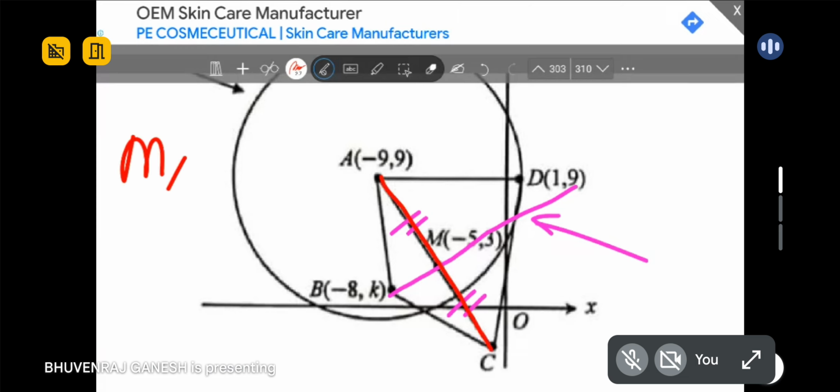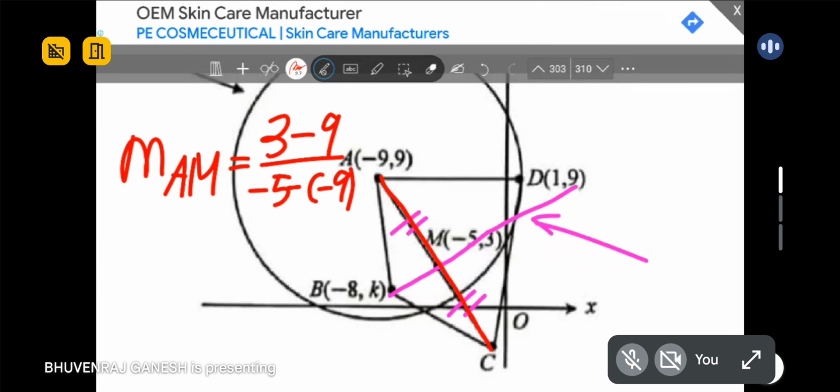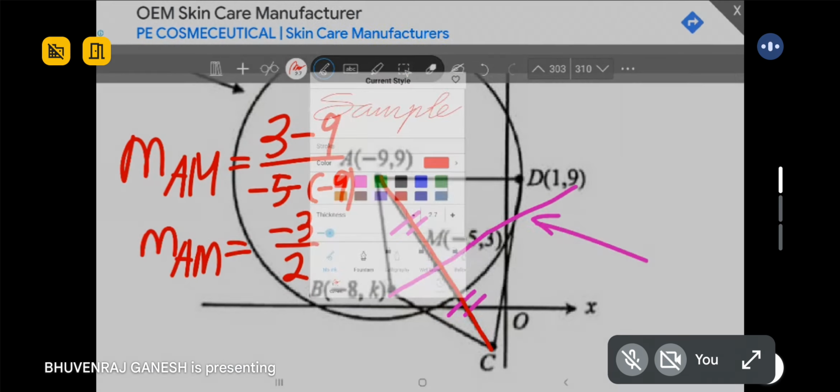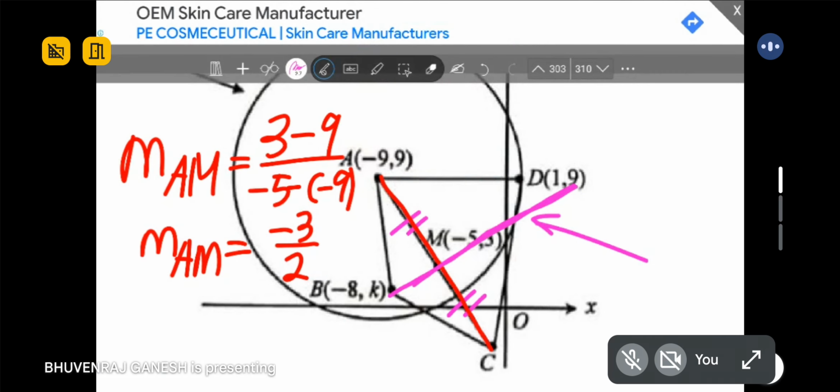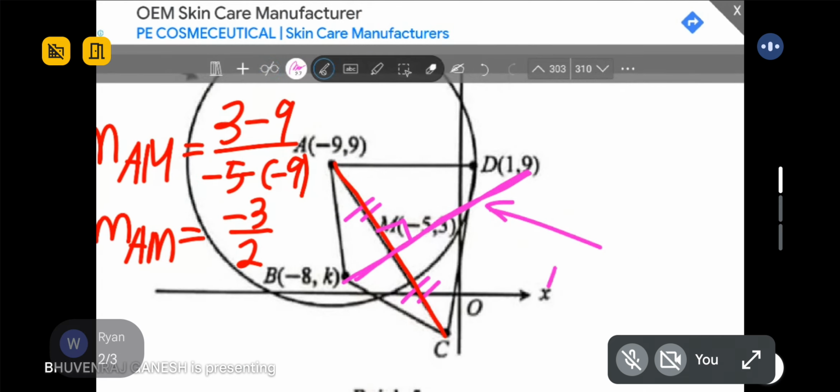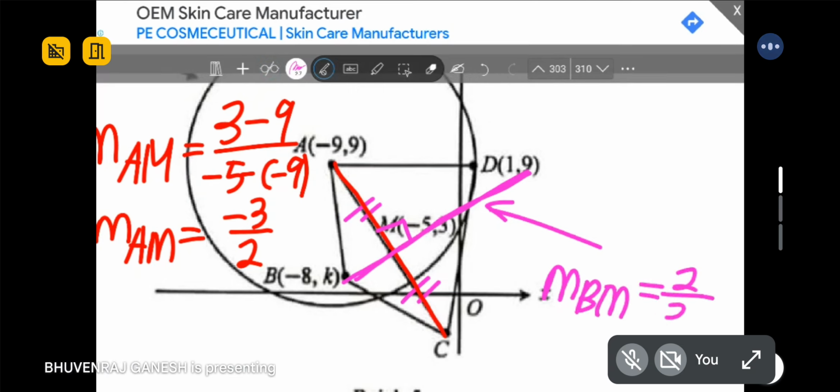So, you can find the gradient, right? Cari kecerunan AM. Am I right? So you can find the gradient. So y2 minus y1 over x2 minus x1. This is the gradient for AM. So you will get negative 3 over 2. Correct? Okay, so now, can you all tell me, for this pink line, yang merah jambu ni, apa kecerunan dia, guys? Come on, tell me the gradient. It's perpendicular, serenjang. So you should know what formula. Yes. Okay, the gradient should be MBM equal to 2 over 3.